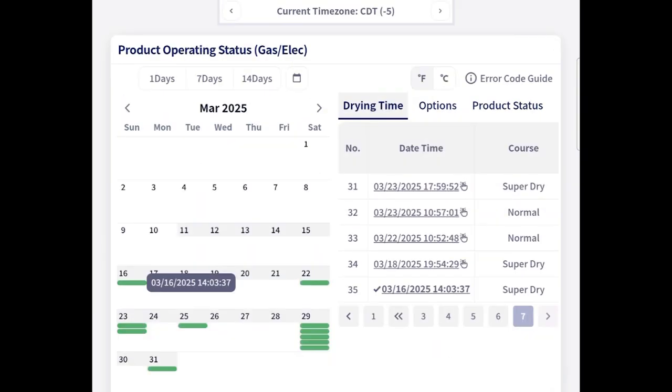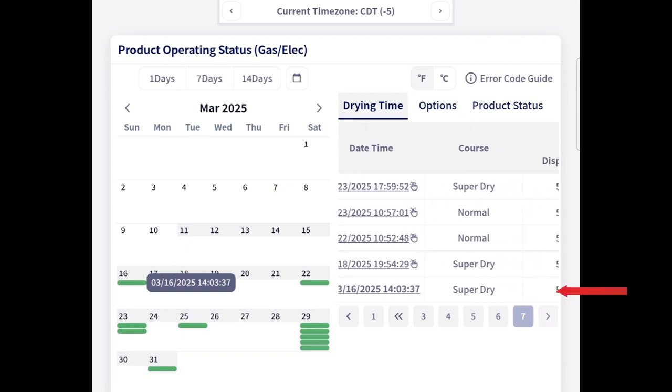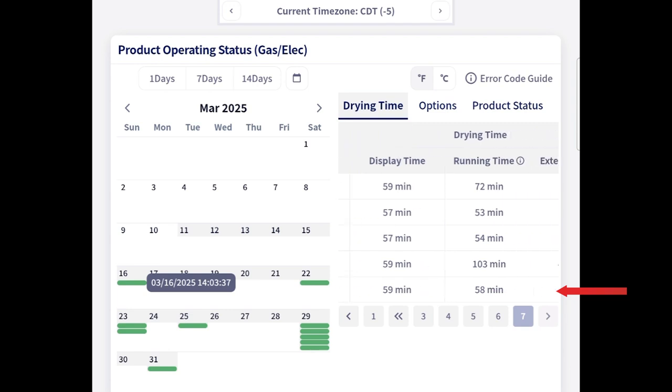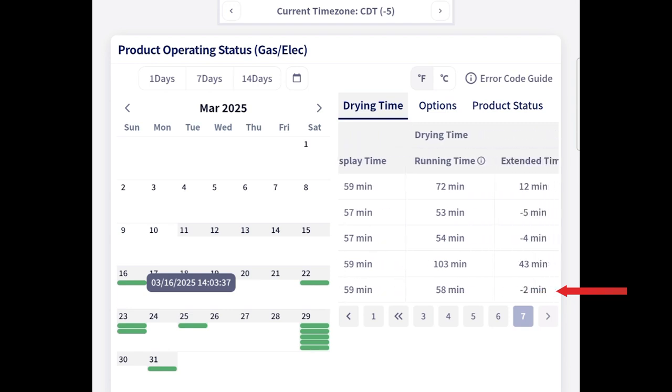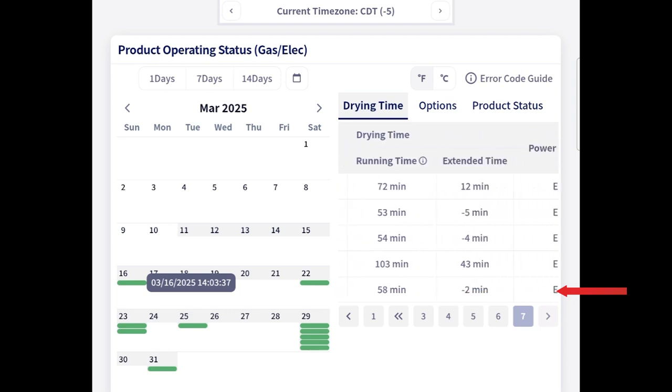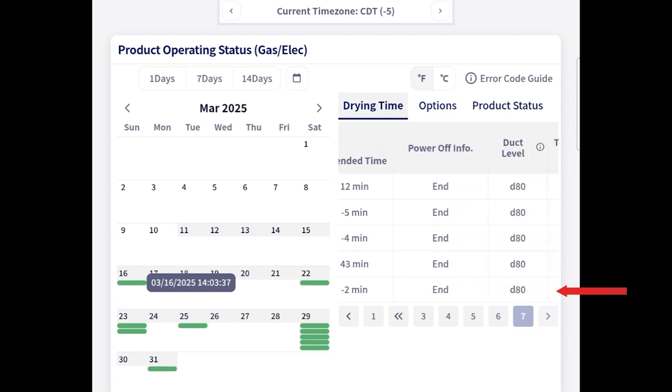In this example, the customer was complaining about not heating, and the not heating started toward the end of March. But I want to show you how you can use this Argus data to look back before the complaint happened to see signs of what might have caused the issue. We're looking at March the 16th through the 22nd right now, and you can tell that some of the cycles have started running a little long. So one cycle went 12 minutes over, one went 43 minutes over.